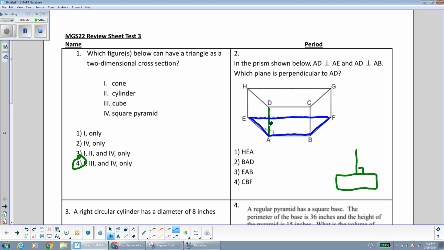Now we only need 3 points in order to name a plane, and that's why it's not called plane EABF with 4 letters, because just like 2 points is enough to name a line, 3 points is enough to name a plane.